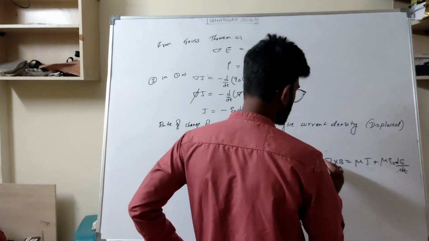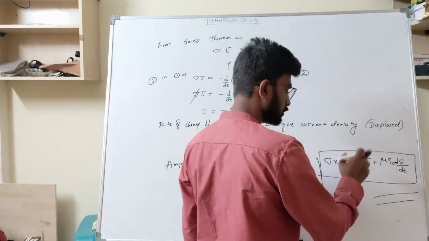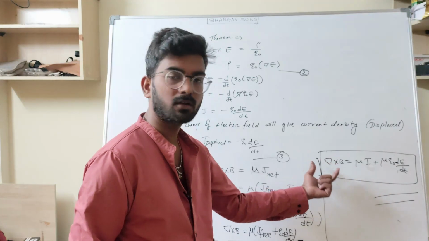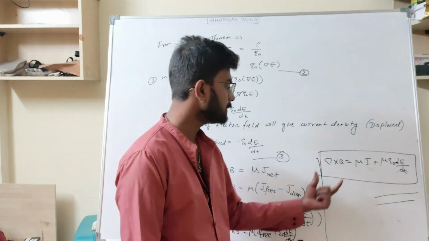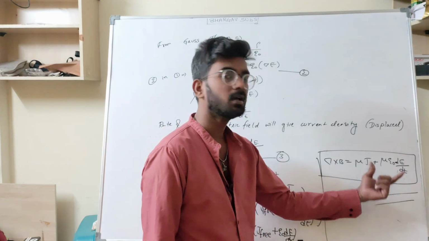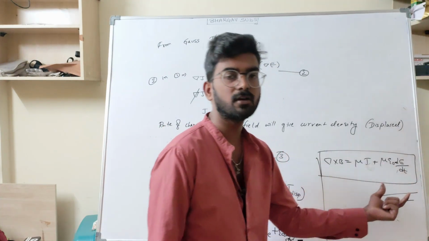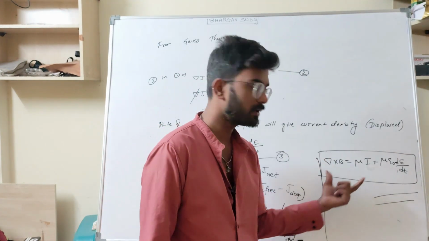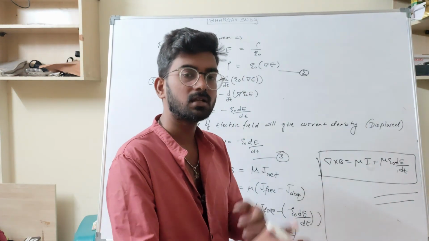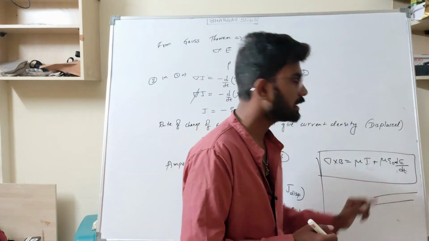So this was the modification made by Maxwell to Ampere's law. The curl of the magnetic field is not only directly proportional to the steady current density, it is also proportional to the displaced current. So the rate of change of electric field also gives a magnetic field, with a time-varying field: mu epsilon naught dE by dt.